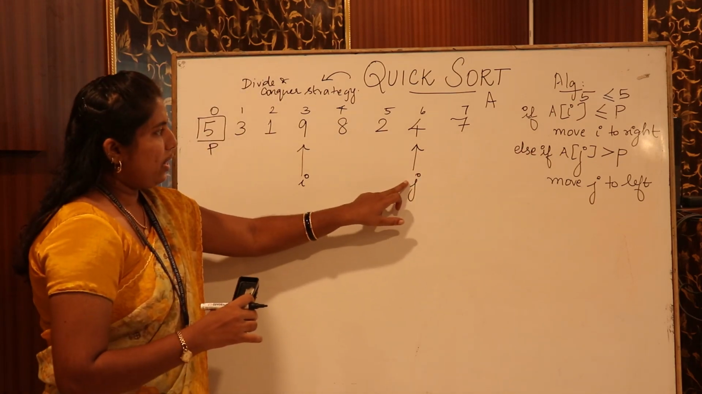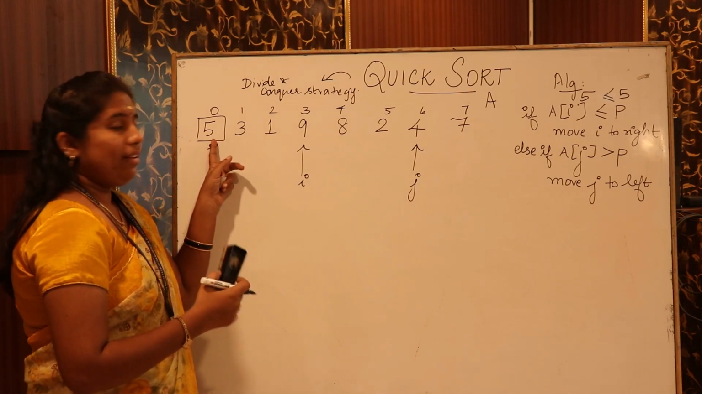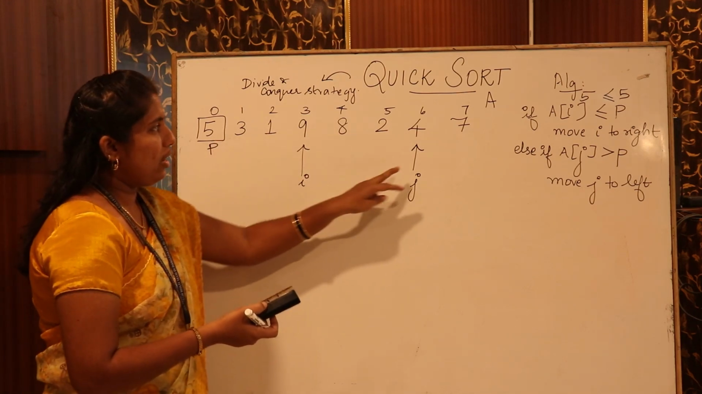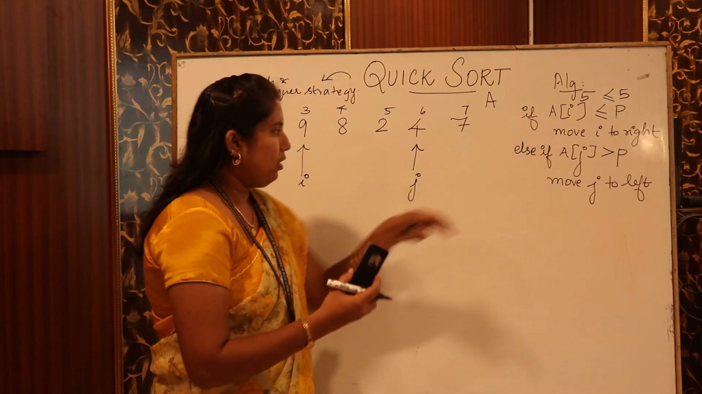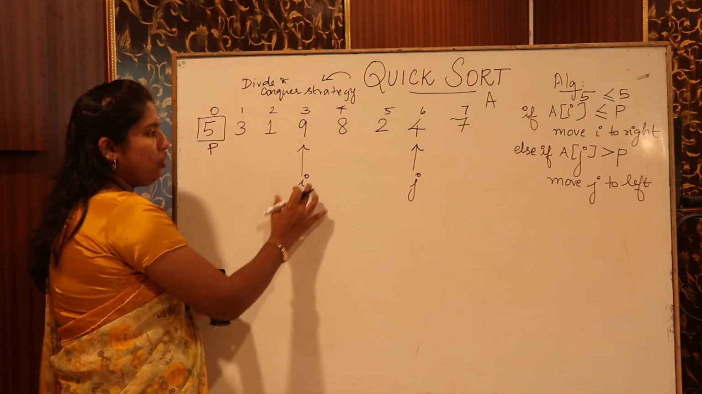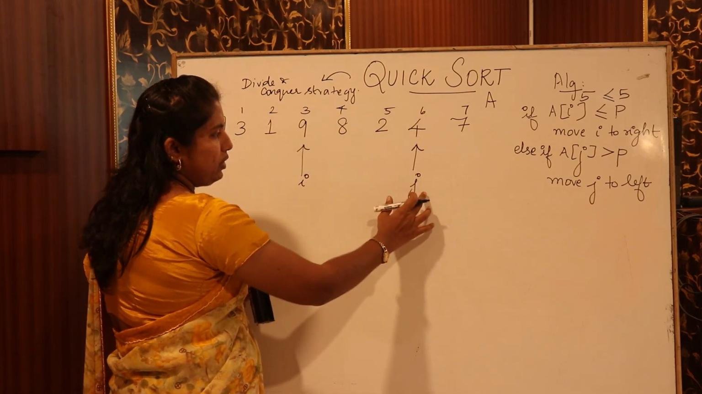So, is A of J greater than 5? Yes, 4 is not greater than 5. So the condition becomes false. So automatically this line stops here. So here the I stops at this position 3 and the J stops at this index position 6.